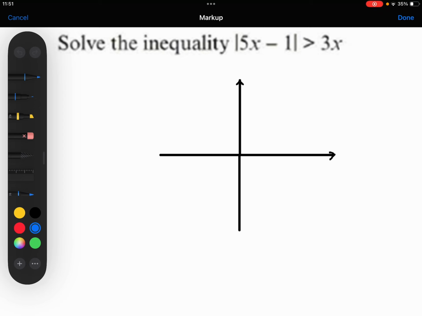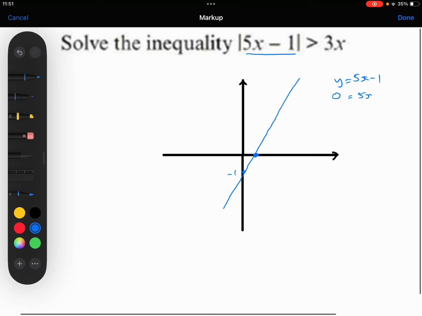I'm going to start off just by drawing 5x minus 1. So the y-intercept of minus 1 is roughly here. A gradient of 5, that's pretty steep like that. This point here is going to be when y is 0, so x is 1/5.